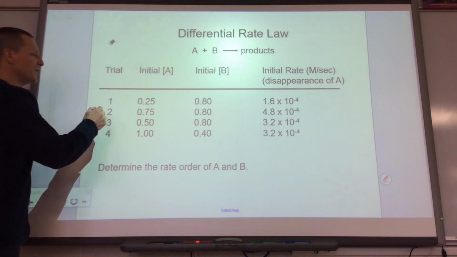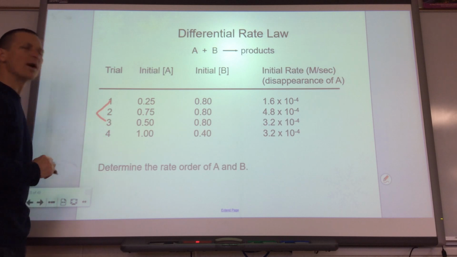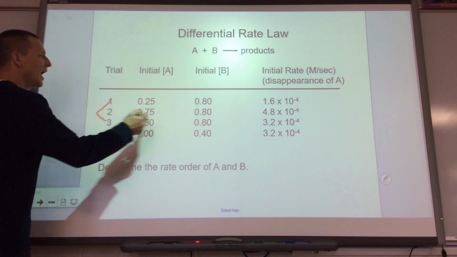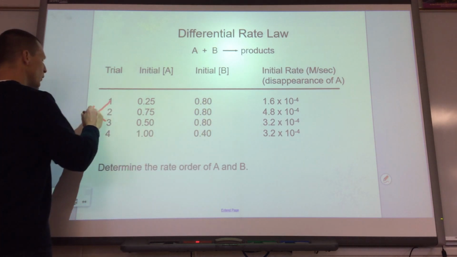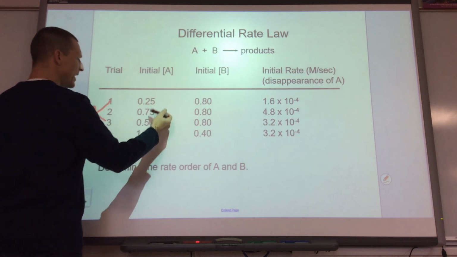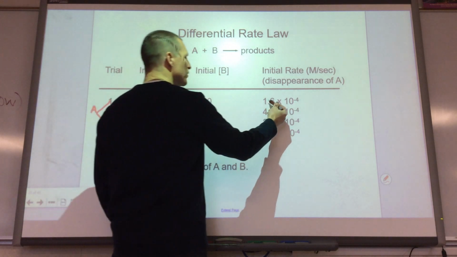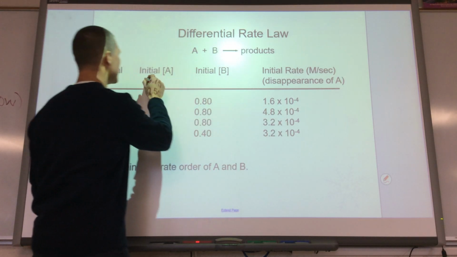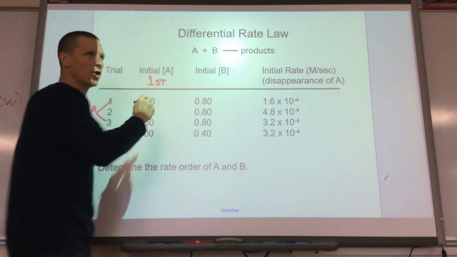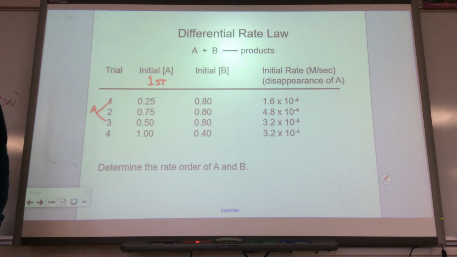So I would say for this one, probably easiest to use trials 1 and 3 to find the order of A, because B is held constant. So we're going to find A. When A doubles, and that's the only thing that's going to affect the rate, the rate would double as well. So that means A is first order. I really hope by now that's an easy thing for you to do and see.